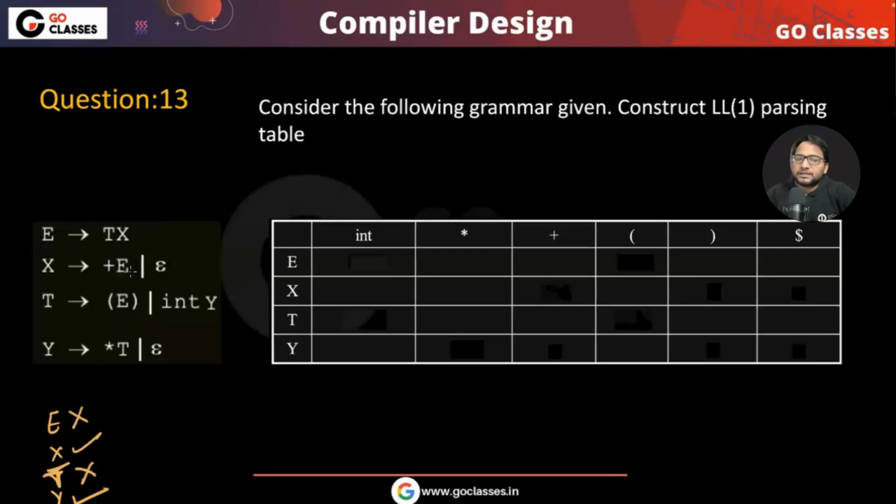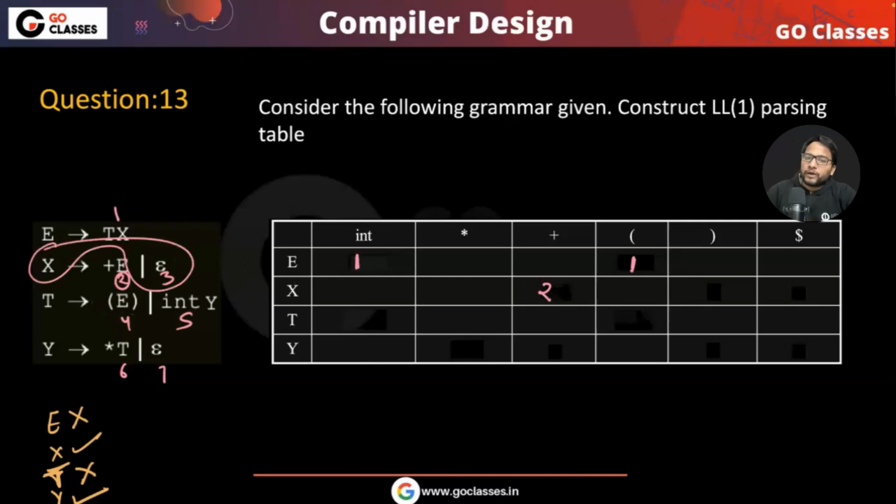Okay. Now tell me the first of TX. It will be same as first of T, right? Let's suppose this is production number 1, this is 2, 3, this is 4, 5, 6, 7. So production number 1 will go to open parenthesis here and int here. Understood? Now production number 2 will go to first of X, and then this plus, right? This is interesting.